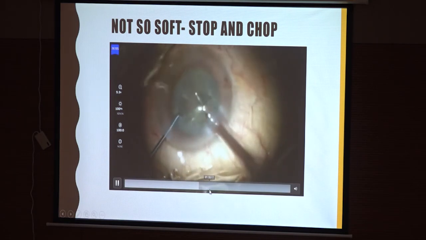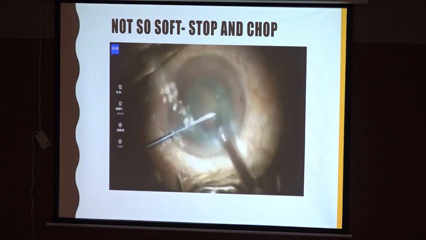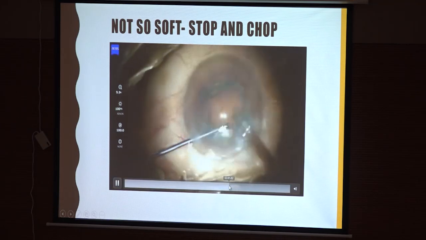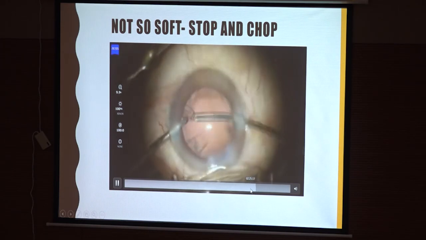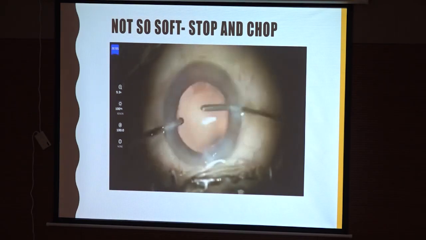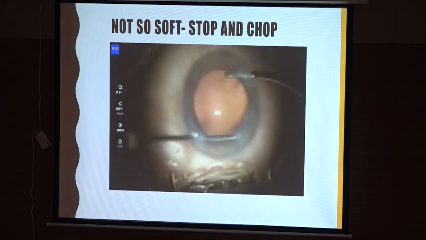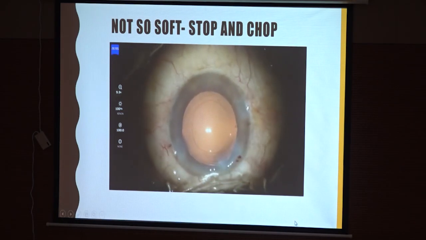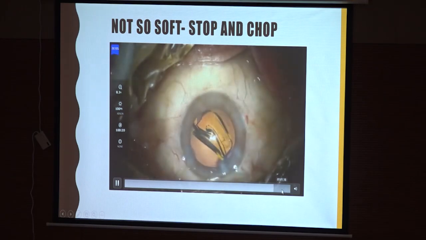So in not so soft cataracts, this stop and chop technique still works. Again, after removing cortical matter and doing polishing. See, in young patients, polishing is of utmost importance, because if you don't polish the capsule, the residual lens epithelial cells can lead to the formation of PCO, and in young patients the tendency of developing PCO is very high as compared to older ones.